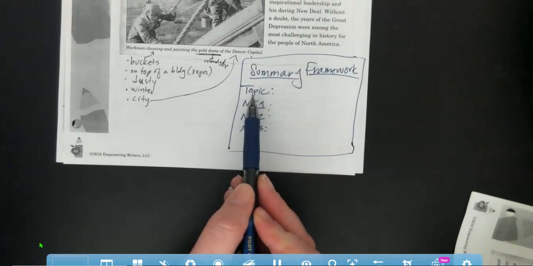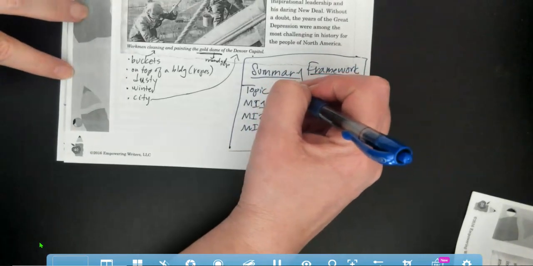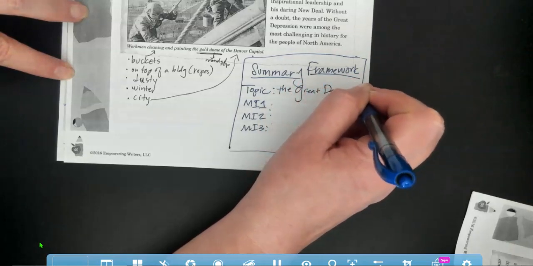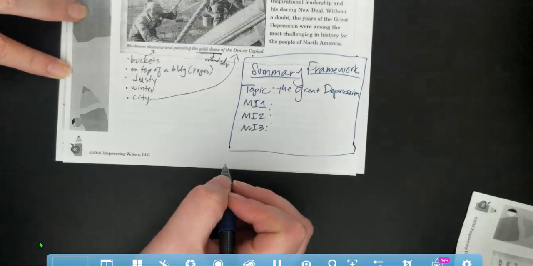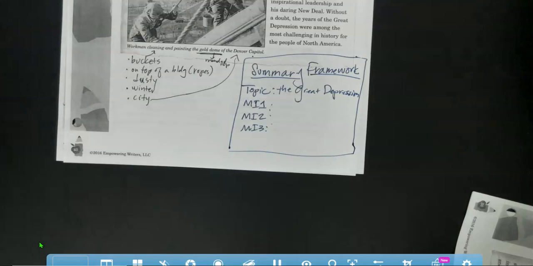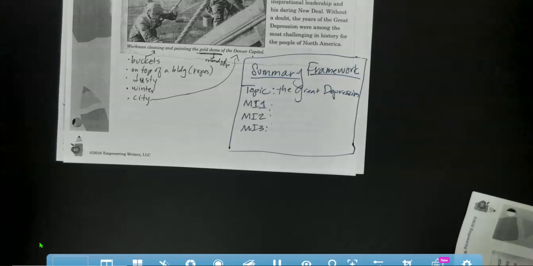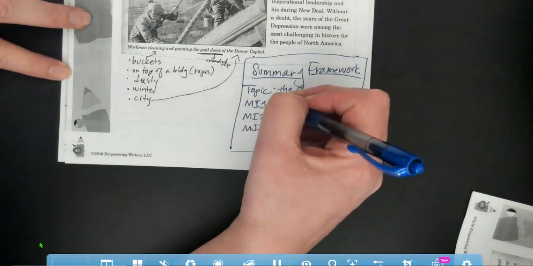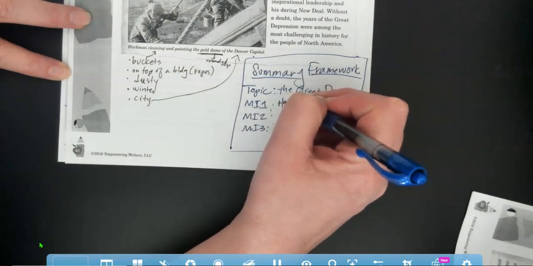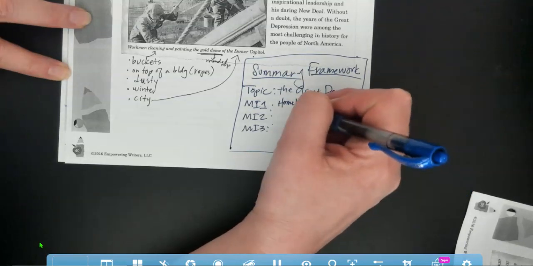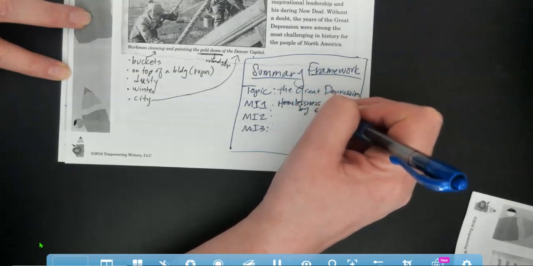What was our topic? The Great Depression. Write that in. What was our first main idea that we found out about in paragraph number 2? Sina. Homelessness caused by the Great Depression. Homelessness caused by, and I'm just going to abbreviate here, Great Depression.